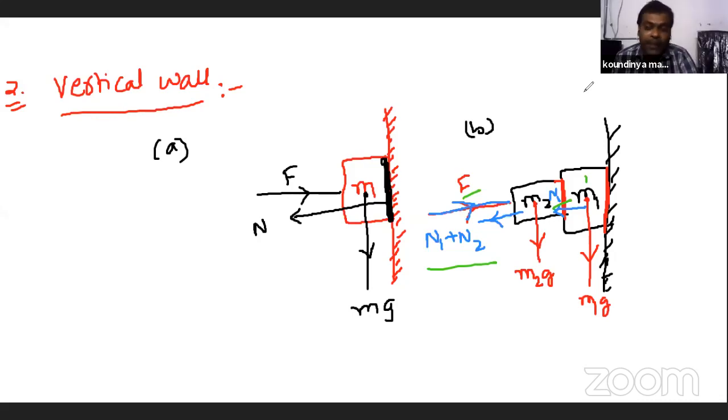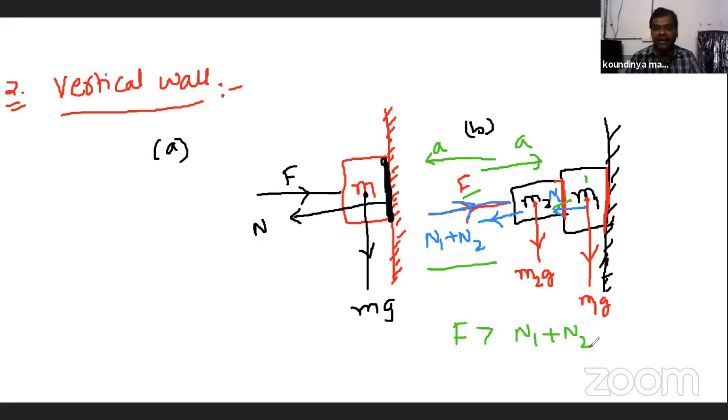Very good. Any time, please remember that the acceleration of the object depends upon the direction in which force is applied. We will have the acceleration either away from the wall or towards the wall. If F is greater than the normal force, then the acceleration will be towards the wall. If F is less than n1 plus n2, then it is away from the wall.